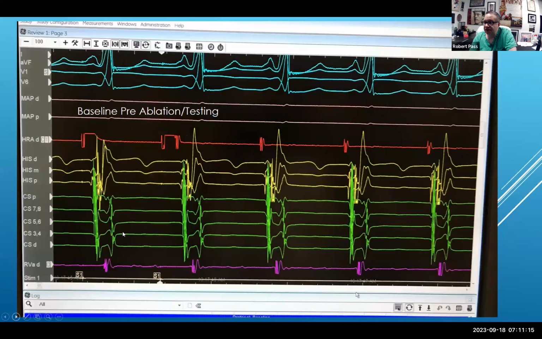Okay, so this is our EKG. So the next thing we do is we look at our electrograms. So again, we have 4 diagnostic catheters in the patient. Now, whenever you're looking at an electrophysiology tracing, the first thing you always want to do is look at the legend on the left-hand side of the screen.